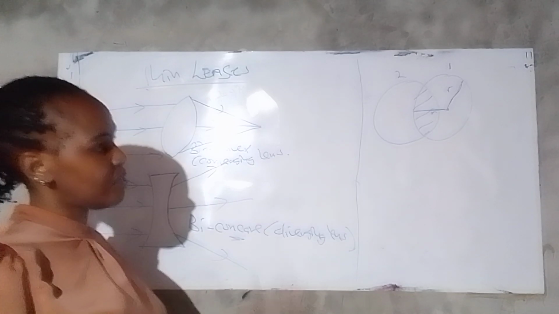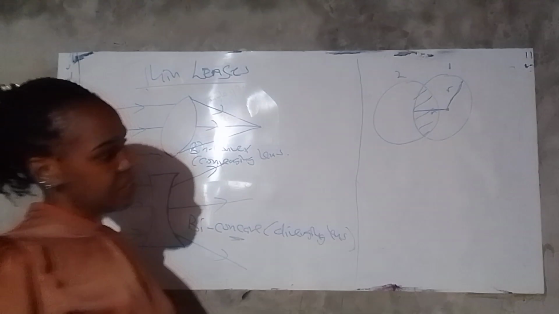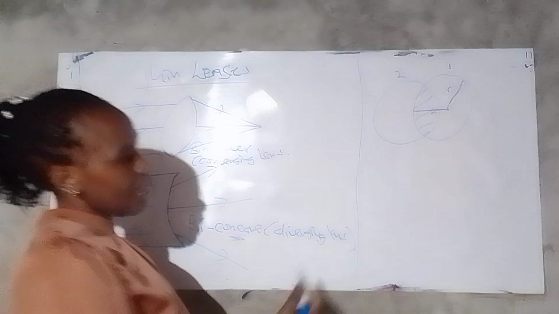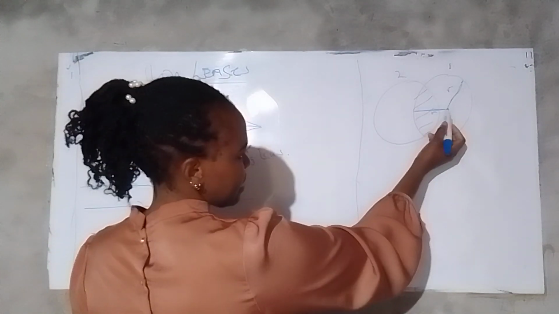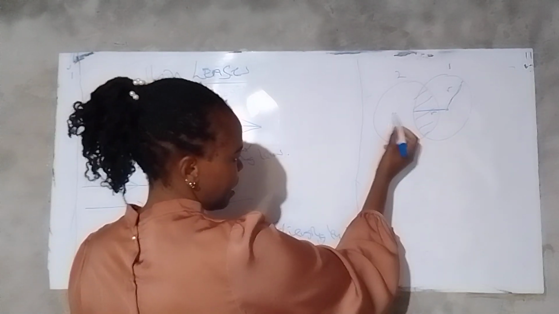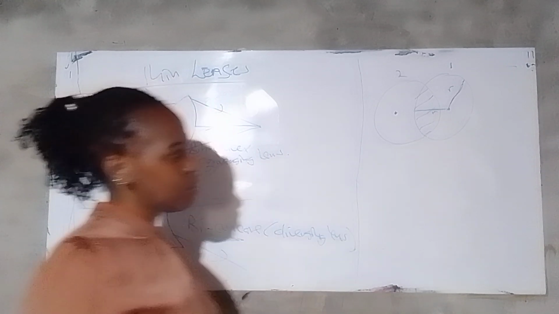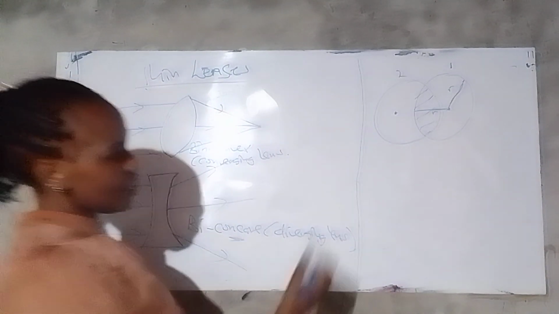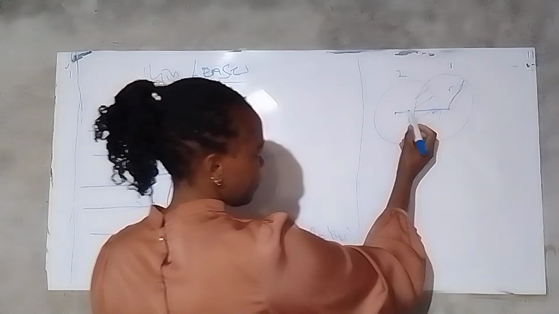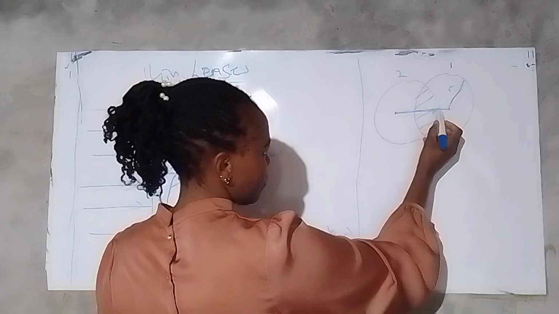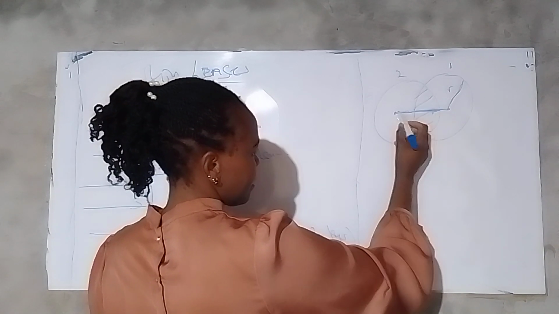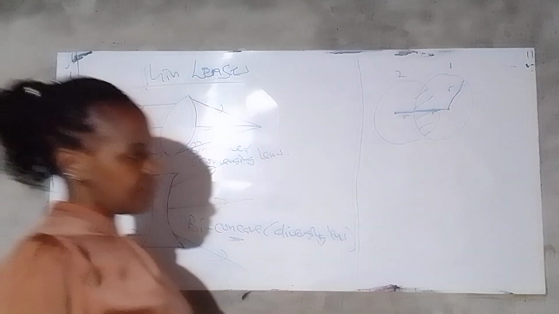So we're going to look at some terms that we'll be using in our lenses. Now that is one. Then there's a distance from the center here of the second sphere to the other end. Remember now we are talking about this end here. That distance here is also a radius.